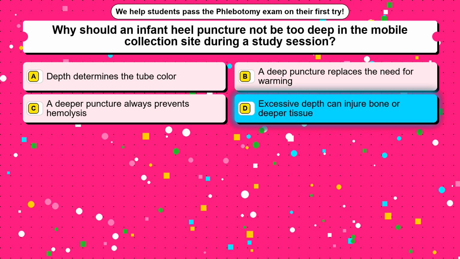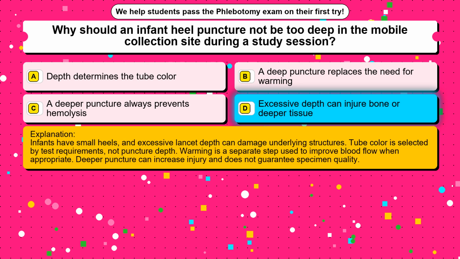The correct answer is option D. Excessive depth can injure bone or deeper tissue. Infants have small heels, and excessive lancet depth can damage underlying structures. Tube color is selected by test requirements, not puncture depth. Warming is a separate step used to improve blood flow when appropriate. Deeper puncture can increase injury and does not guarantee specimen quality.